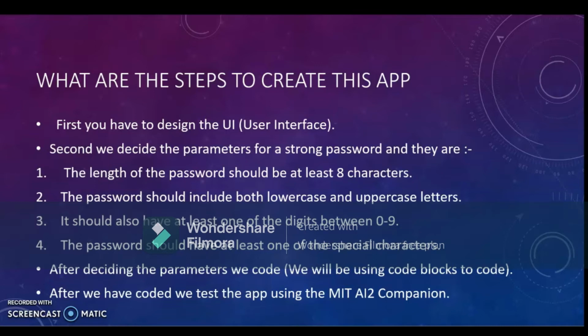After deciding the parameters, we code. We will be using code blocks to code this app. After we have coded, we test the app using the MIT AI2 companion.